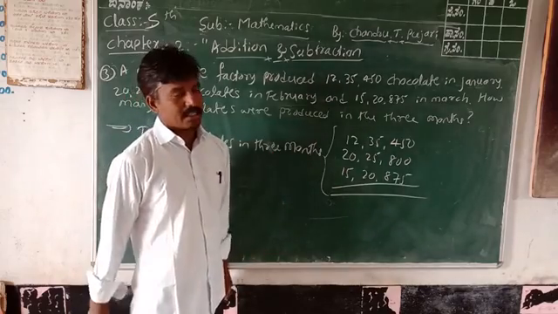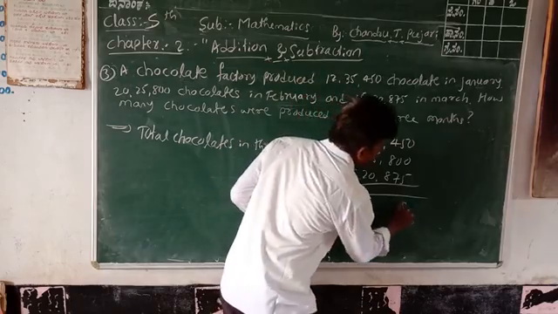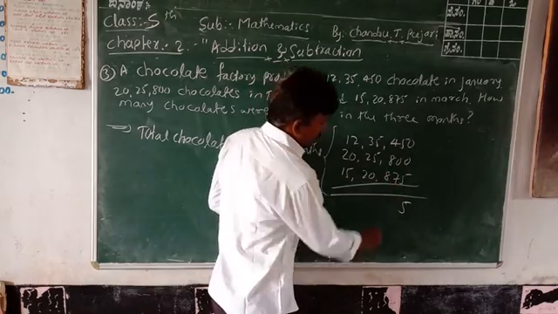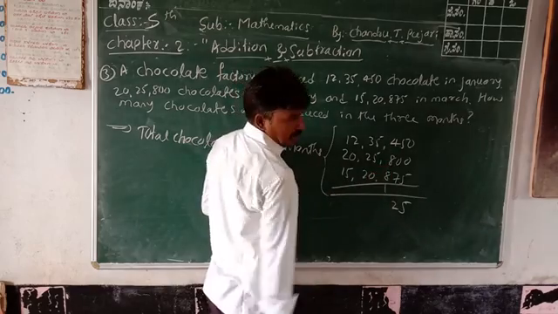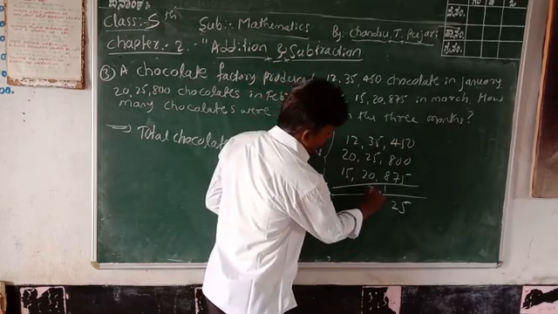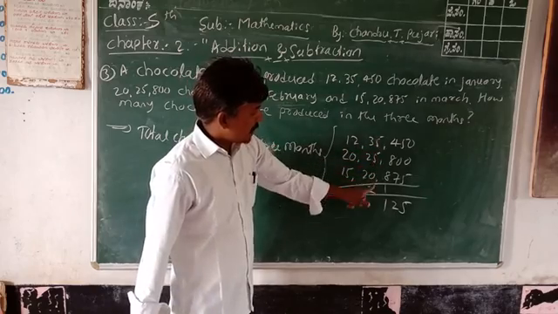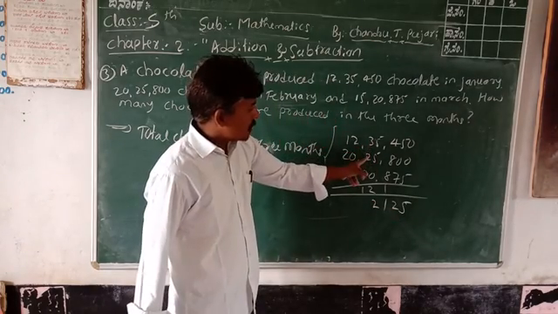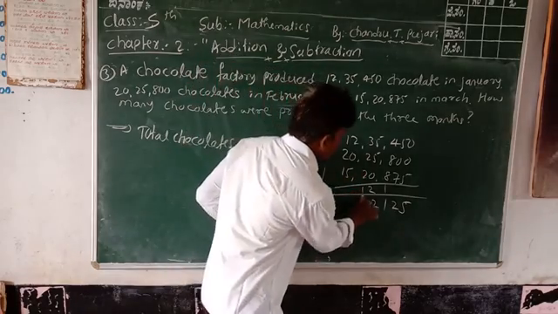Addition of all these. Therefore, 0 plus 0 plus 5 is only 5. The next, 5 plus 7 is 12, carry 1. The next, 8 plus 8 is 16. 16 plus 4 is 20. 20 plus 1 is 21. Carry 2. The next, 5 plus 5 is 10. 10 plus 2 is 12. Carry 1. Again, 3 plus 2 is 5. 5 plus 2 is 7. 7 plus 1 is 8.